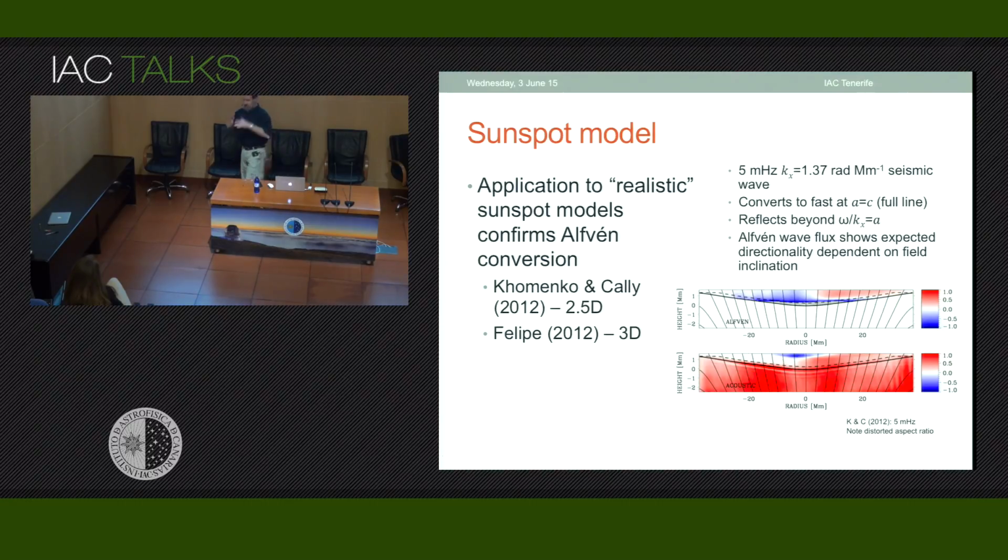Alright, so that was all very well in nice, simple, uniform inclined magnetic field, but what about the real sun? What about a real sunspot? So here's some calculations that Elena ran a few years ago. So this is a sunspot model. So the A equals C layer here, I think, is I don't know if it's the dashed line or the full line.